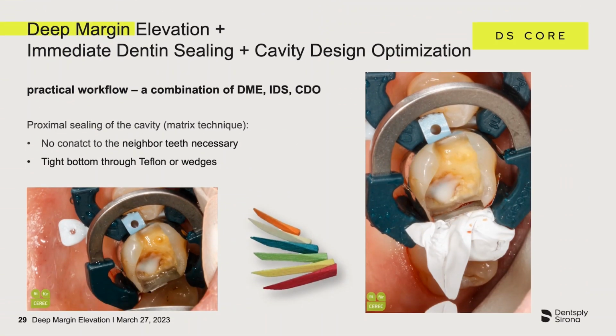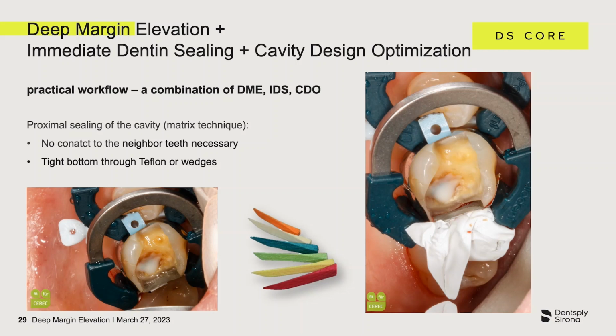Either partial band matrices or, for example, the Toffelmeier matrix system are available. It is important at this point that the marginal cavity edge and the subgingival cavity edge are sealed extremely well by the matrix. Contrary to conventional filling therapy, the approximal contact to the neighboring tooth is of course unimportant and does not have to be taken into account.